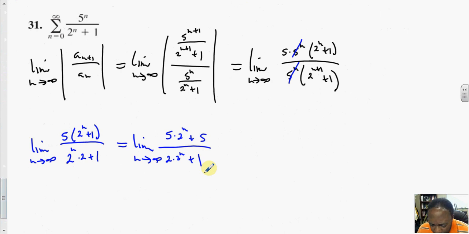Now, the biggest term would be the 2 to the n here and the 2 to the n there. The same term, the same base, same exponent. So the limit, this is the biggest term in the numerator. This is the biggest term in our denominator. So the limit comes out to be 5 over 2. It's greater than 1. And so if that be the case, by the ratio test, this is divergent. This series is divergent.